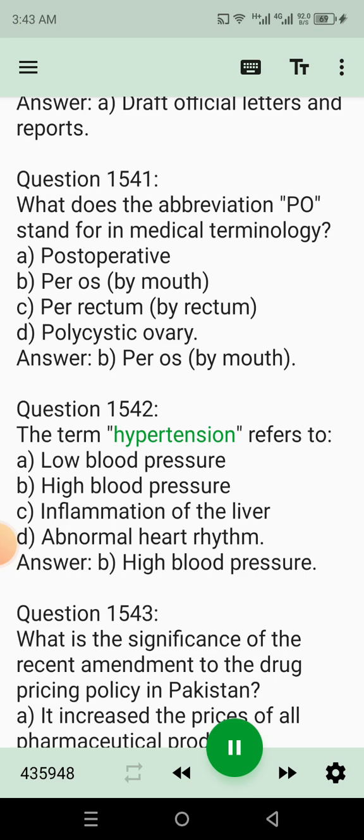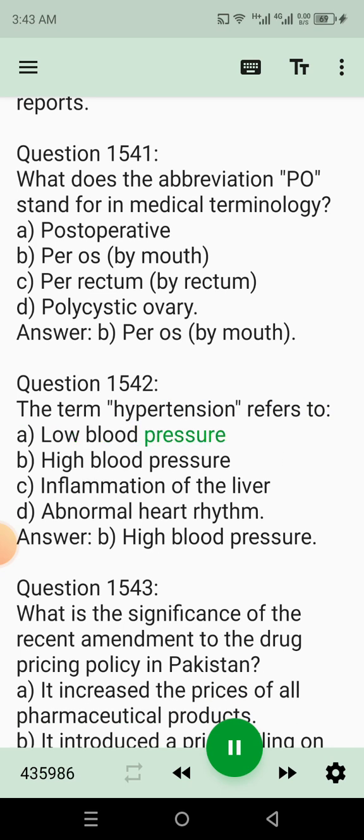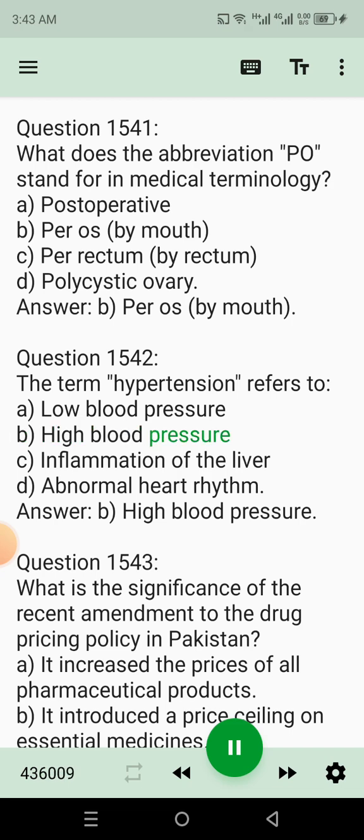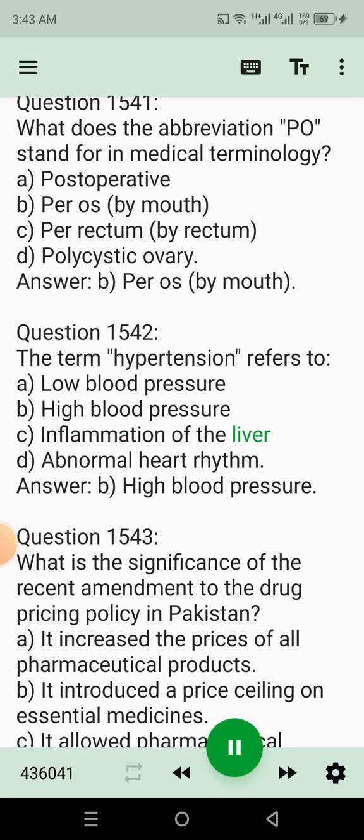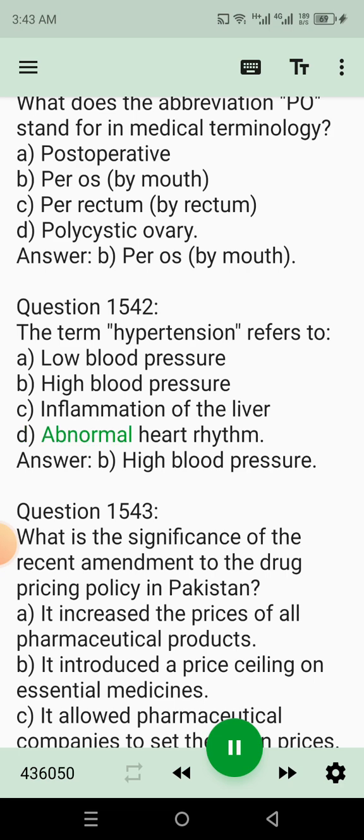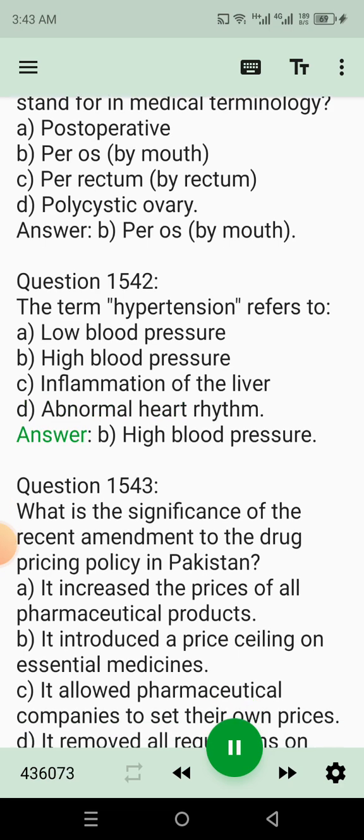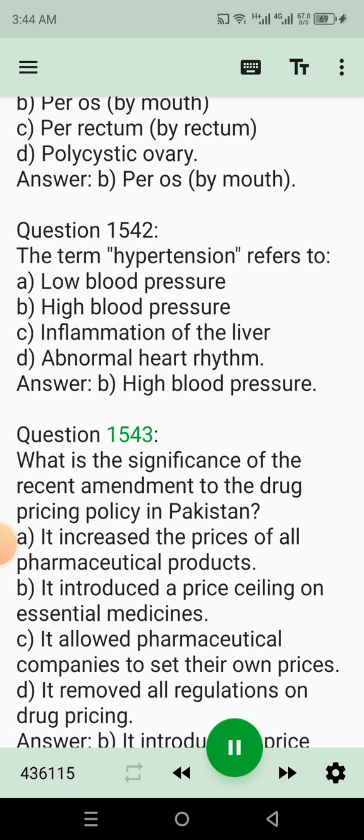Question 1542. The term hypertension refers to A. Low blood pressure. B. High blood pressure. C. Inflammation of the liver. D. Abnormal heart rhythm. Answer: B. High blood pressure.